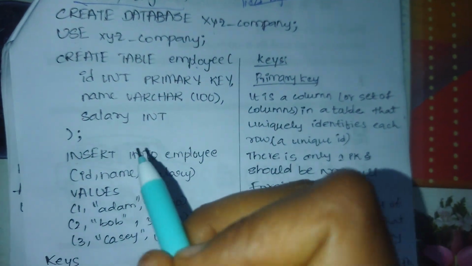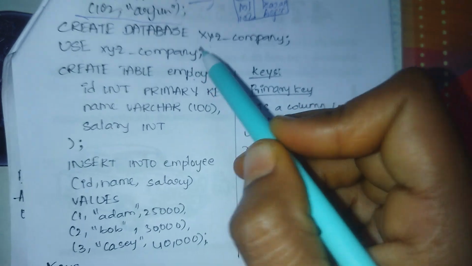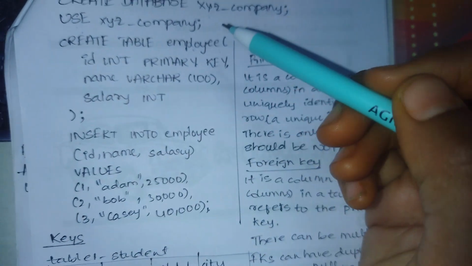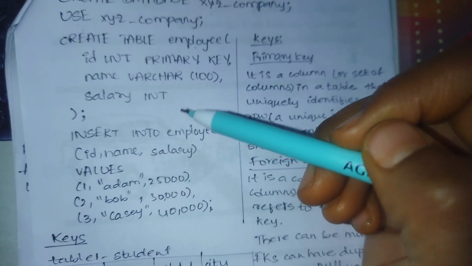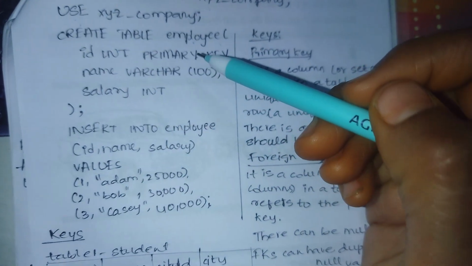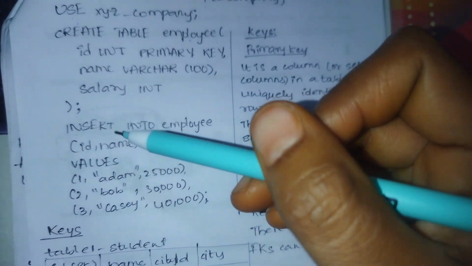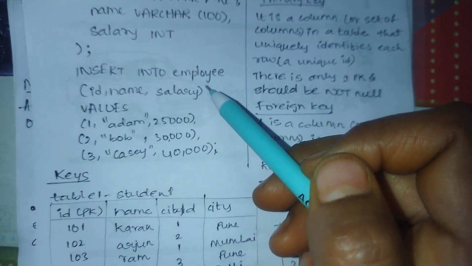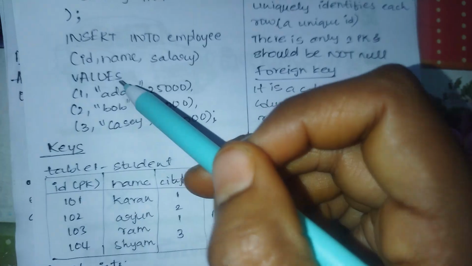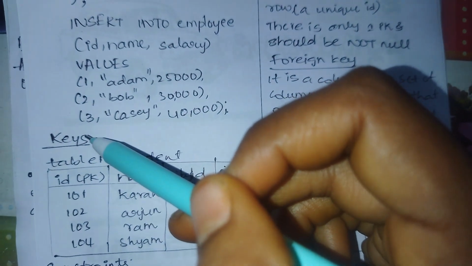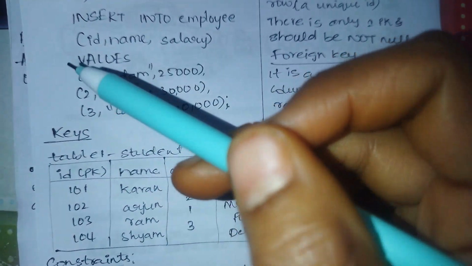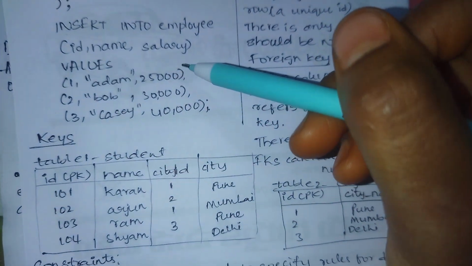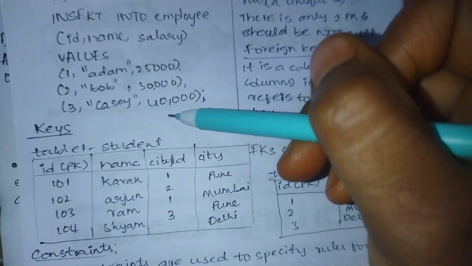Insertion. Create a database XYZ company. You can write any company, like your wish. Using XYZ company, create a table employee. We are creating the table for employee: employee ID, employee name, employee salary. After that we insert the values with ID, name, salary. 1, 2, 3 are IDs for the employees working in a company, like Adam, Bob, Cassie, with salaries like 25k, 30k, 40k, like that.